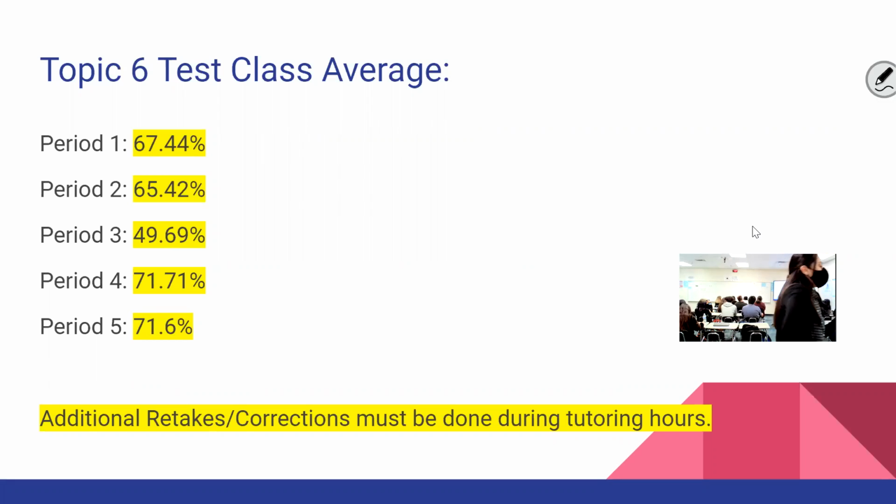If you aren't satisfied with your grade after the topic 6 test, even though you're my higher level class, I'm sure there's maybe a couple people in here that still aren't happy with their grade. Additional retakes do have to be done during tutoring hours, which are on Fridays. If that doesn't work for you, then that's why you should be taking the retakes that we do in class a lot more seriously. Because I can't justify pulling you out of class to retake a retake. That's essentially what you're doing. You already had the retake in class.